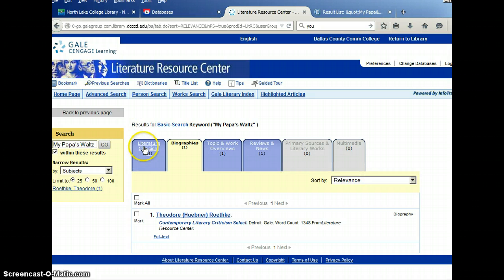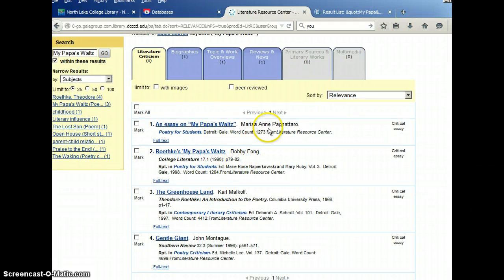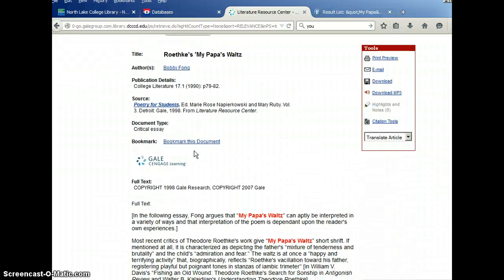Okay, and then I'm going to go back over here to literature criticism, and then I'm going to look to see which of these articles will provide adequate information for me. And you notice, because this is literature criticism, all these are going to be critical analyses of the poem My Papa's Waltz. So I'm going to click on the second one because I'm more interested in this one.